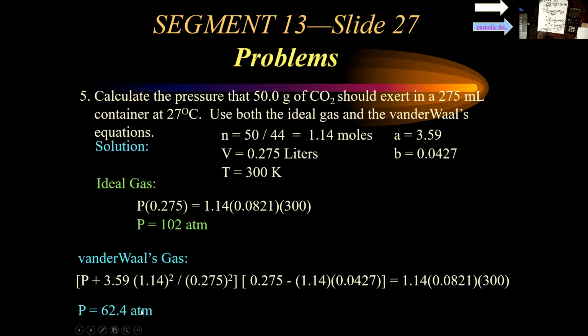So generally, the van der Waals pressure is going to be less than the ideal gas pressure, because we've not taken the forces of attraction into account there, and we have down here. So the pressure should be less than. Remember, we added something to the pressure up here in the equation.